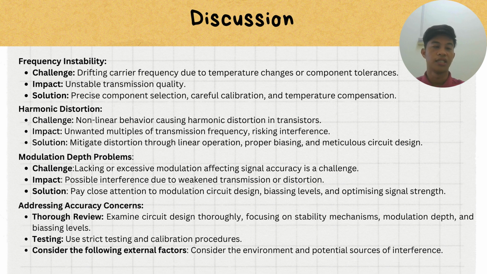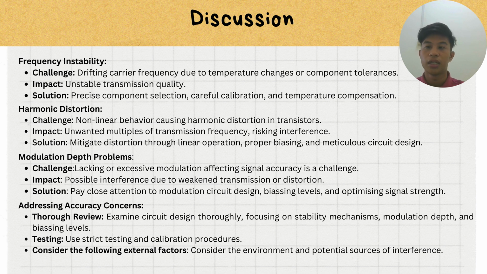Okay, for discussion, there are several areas for this project, analog communication. The first one is frequency instability. The challenge is predicting carrier frequency due to temperature change or component tolerance. The impact is unstable transmission quality. Solution: precise component selection, careful calibration, and temperature compensation.